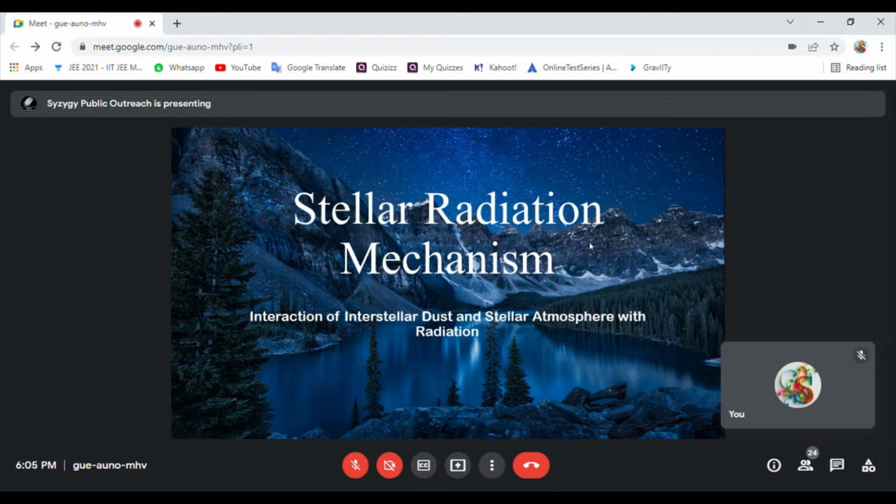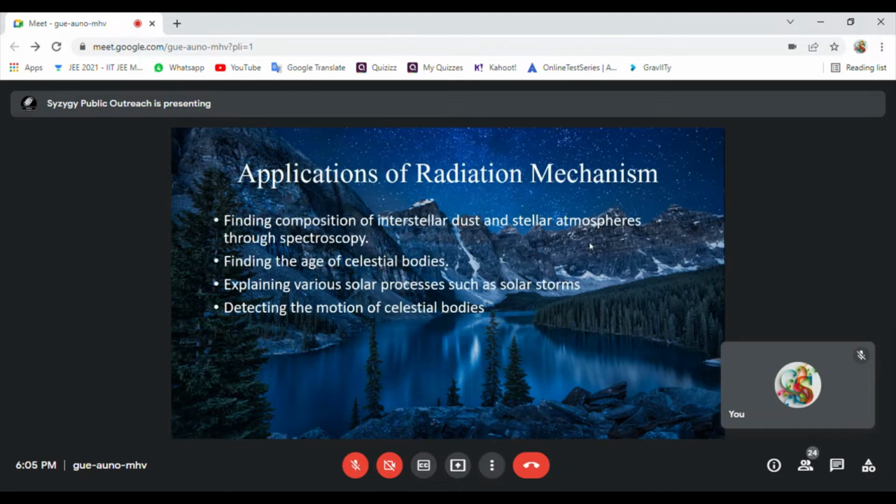Okay, so what is the use of radiation mechanism? What are the applications of studying the radiation mechanism? By studying radiation mechanism, we can find the composition of interstellar dust and stellar atmospheres, or the atmospheres of stars, through spectroscopy. Spectroscopy is, in short, a branch of physics in which you identify the chemical element or compound by taking observations of the light emitted by it.